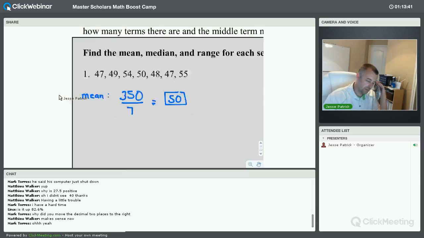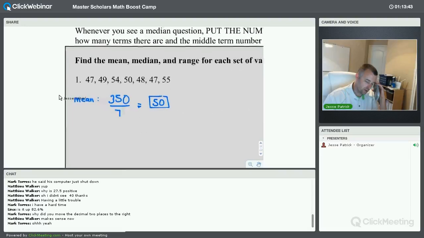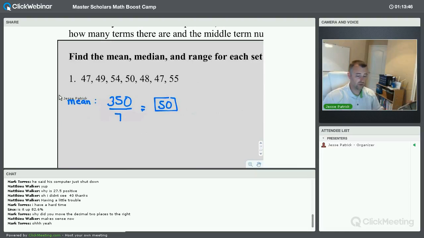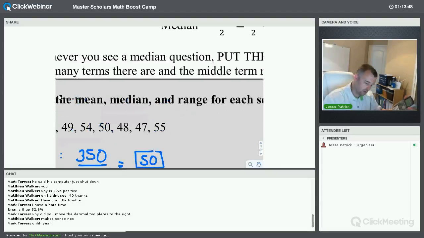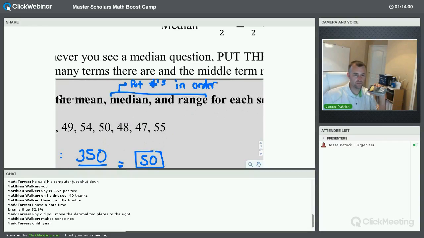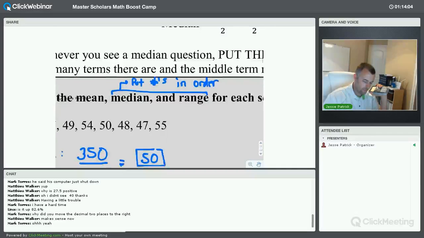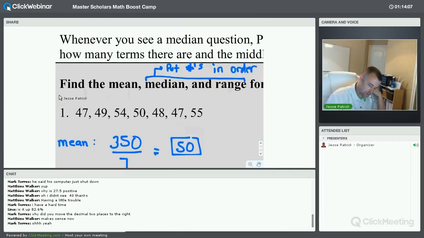Okay. Next up, we'll do the median, and then also the range. Now for these next two, I'm going to put the note up here. In order to find any of these, I'm going to put the numbers in order. I don't care how many numbers there are. If they're asking you to find a median and a range, you got to put them in order to find it. So in this case, I'm just going to start putting these in order.